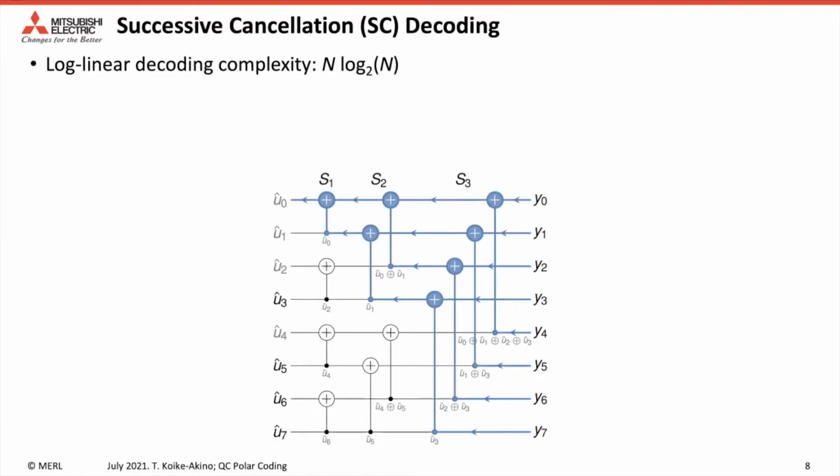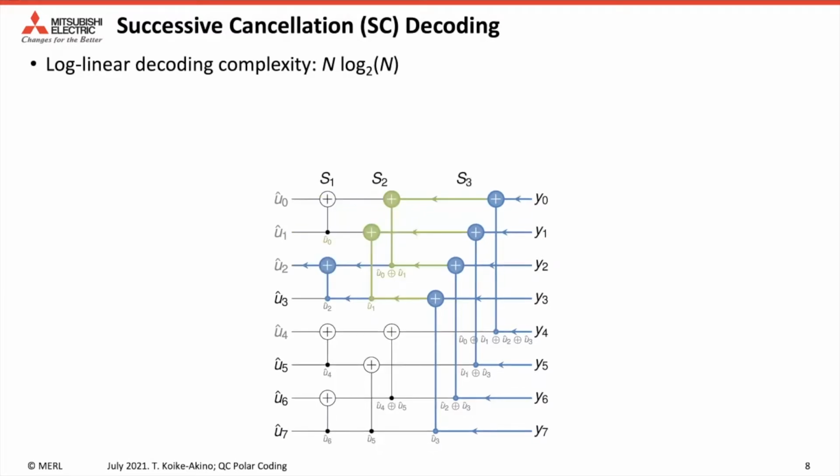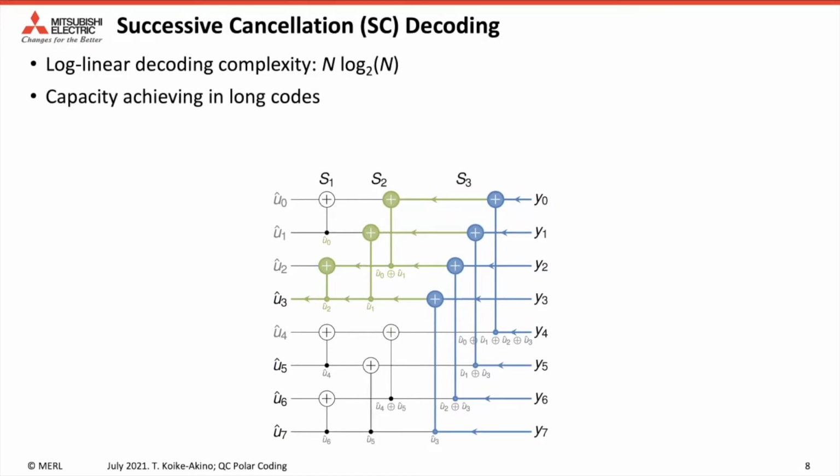An original decoding method called successive cancellation has a log linear decoding complexity. It uses a specific message passing algorithm, collecting all likelihood messages from the received signal. We first decode message bit U0. Then after the decision of U0, we cancel to decode U1. Subsequently, we decode U2 and U3 in order. The simple successive cancellation can achieve capacity, especially in long codes.